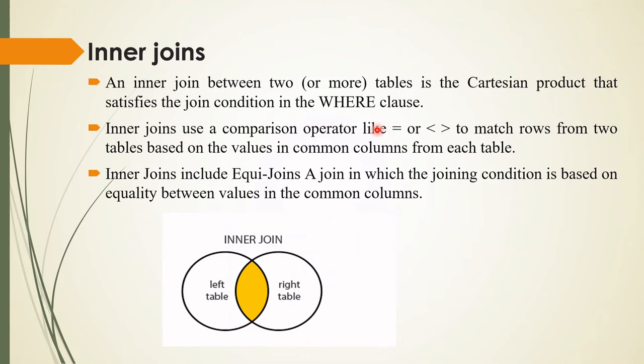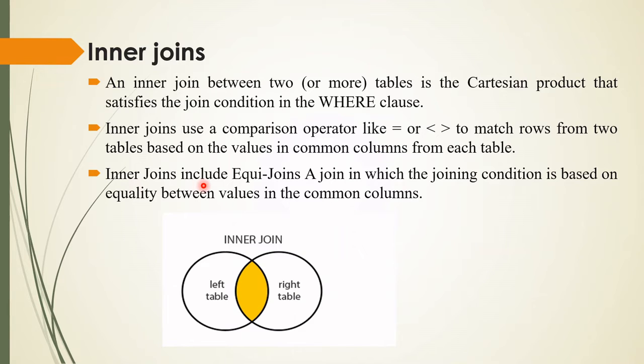Inner join uses a comparison operator like equal to, less than, greater than to match rows from two tables based on the value in a common column from each table. So we have to select common columns. Here we are providing the where clause, and for comparison we are using equal to, less than or greater than operators.